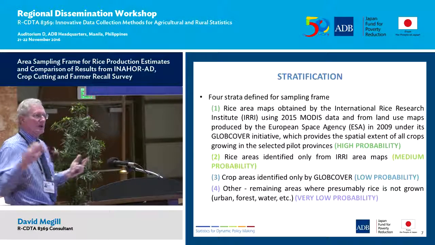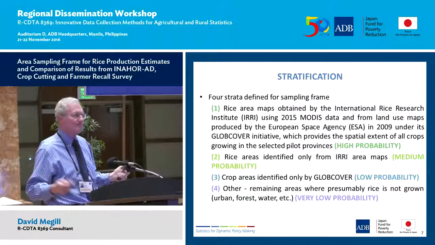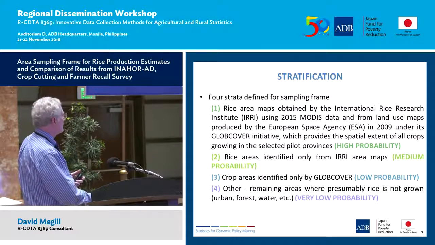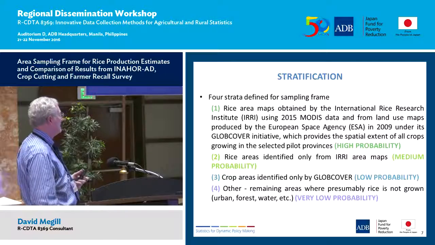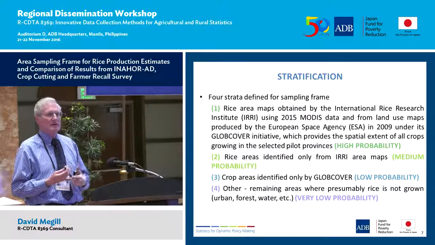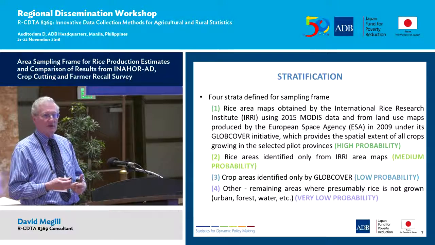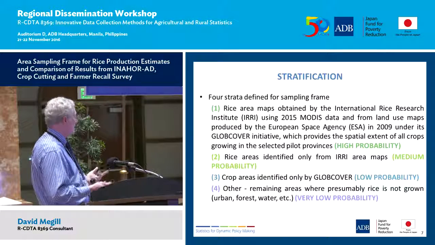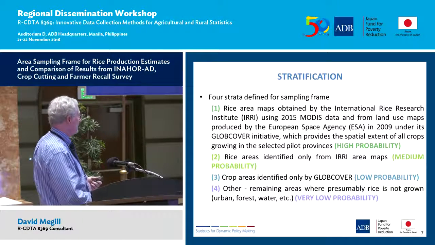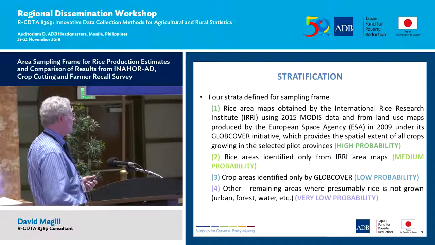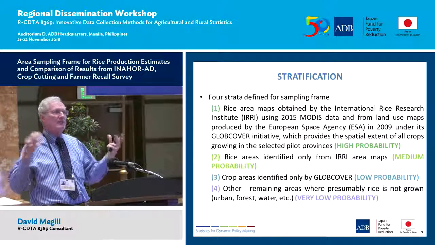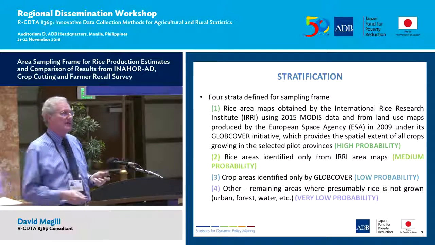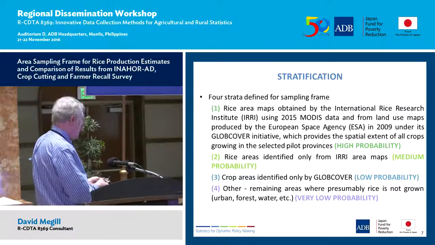And finally, to make sure that we have complete coverage, we identify the rest of the province as other, okay. And this would include urban areas, forest, lakes, areas covered by water, and this has a very low probability, but still we want to make sure that we have a probability of covering any rice that is grown in each of the provinces.